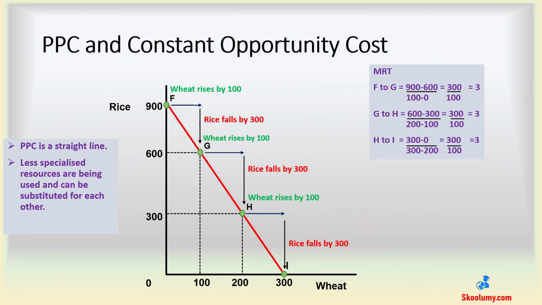If the PPC is a straight line, the slope or MRT is constant. From one point to the other on the PPC, the opportunity cost is 3 units of rice for every extra unit of wheat produced. Less specialized resources are being used, and they can be substituted for each other. This means that the opportunity cost is constant, or the same, as more units are made. Resources are perfectly interchangeable. They use identical or the same labor, machines, and land, for example, rice and wheat, or corn and wheat.